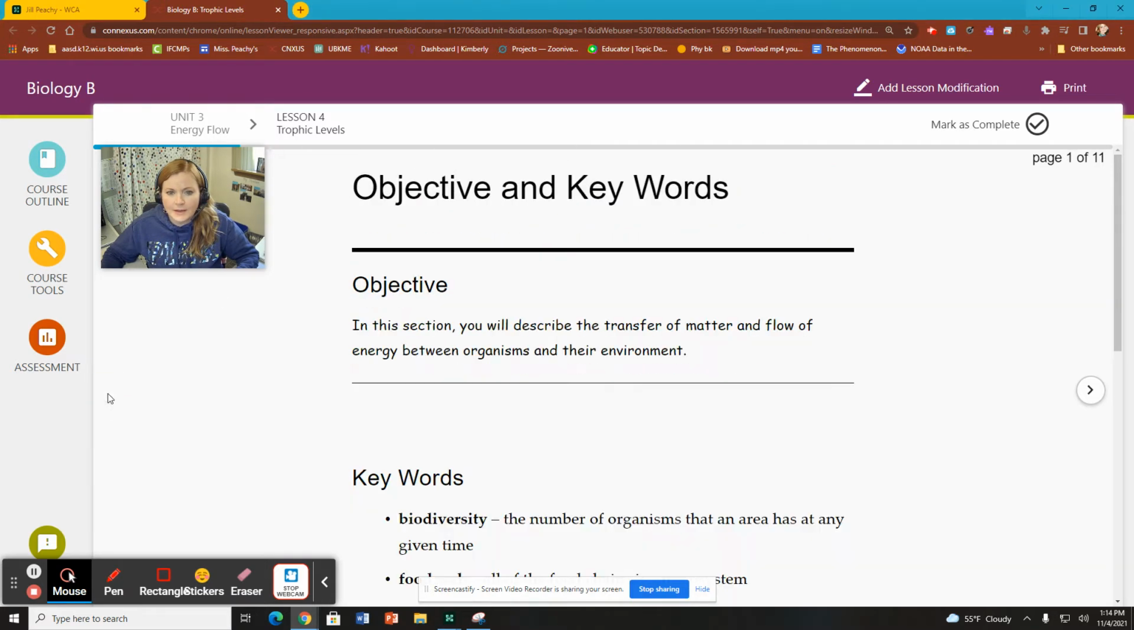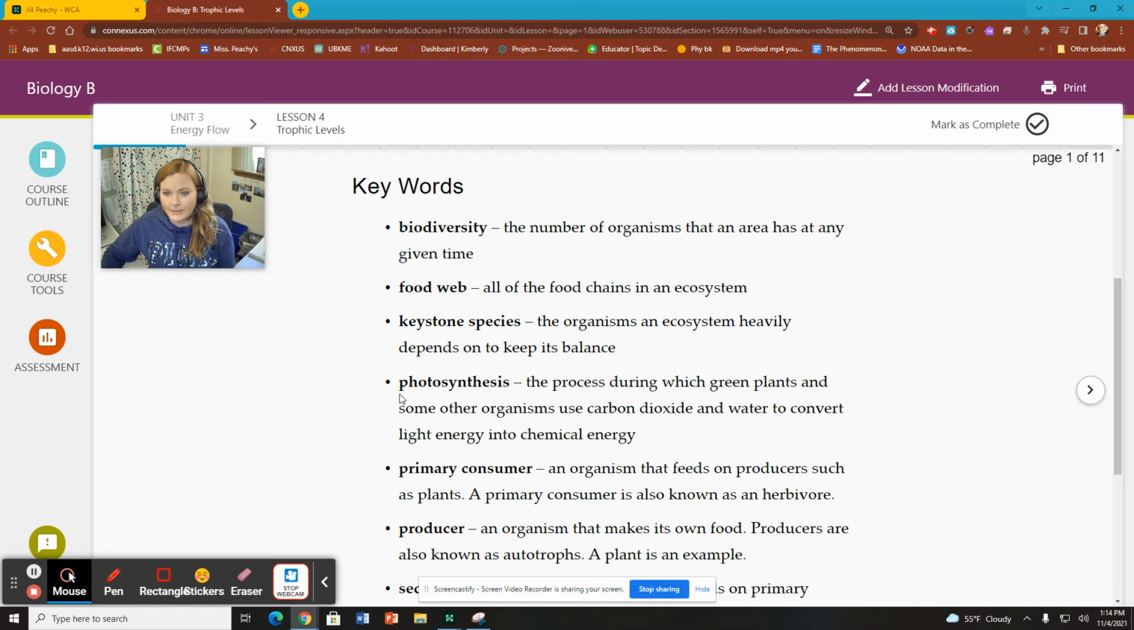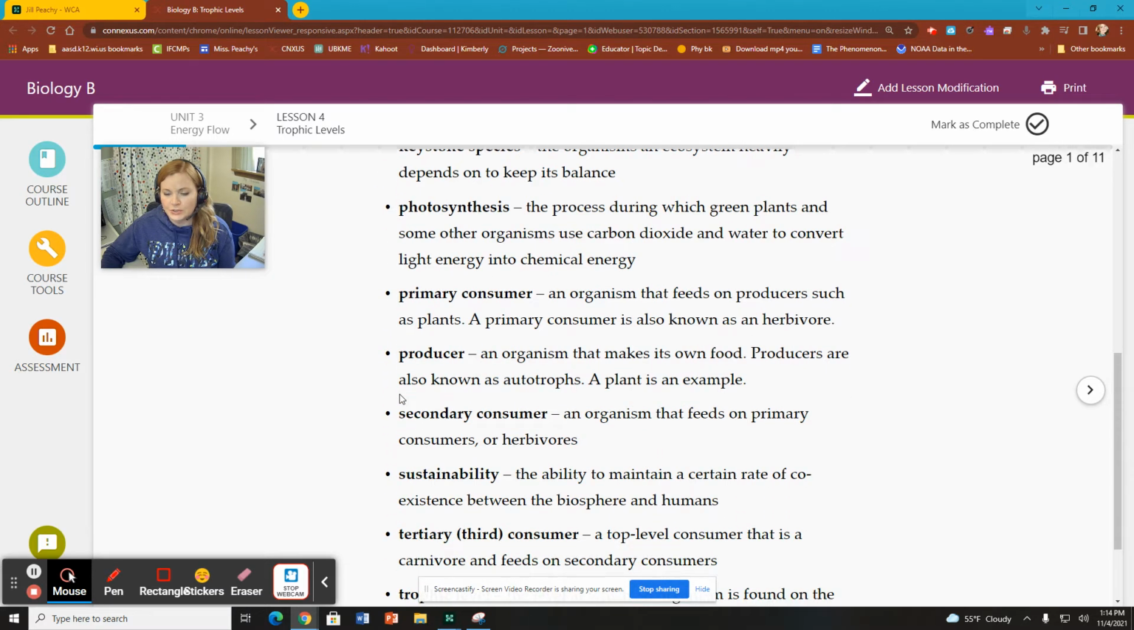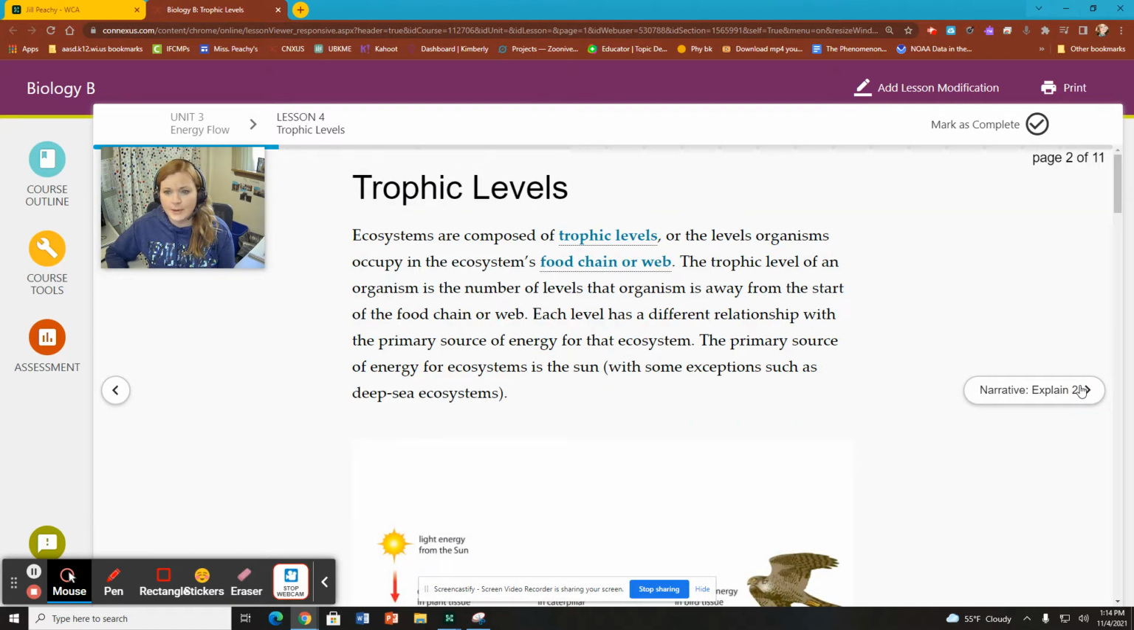This is all kind of review for you guys, just a few new concepts that we're adding, but much of it has been covered already in the first couple of units. Our key words here are biodiversity, food web, keystone species, photosynthesis, primary consumer, producer, secondary consumer, sustainability, third or tertiary consumer, and trophic level. So again, we've talked a lot about this stuff.